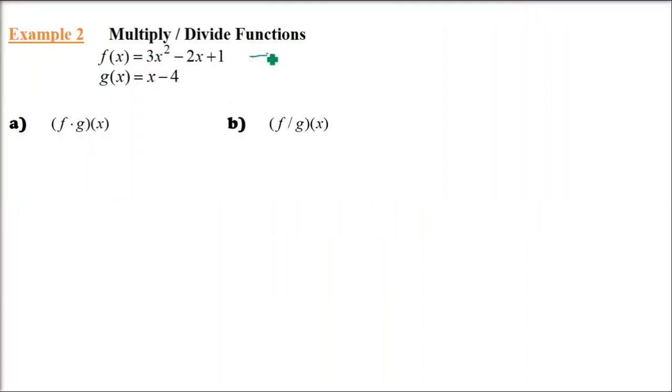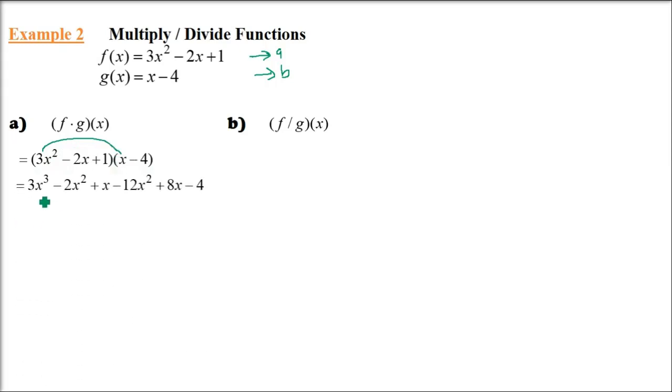Multiply and divide functions. So we have one function, say as f(x) and g(x), and just multiply them, f(x) into g(x). So just multiply these two functions normally, which we multiply. So 3x² into x, what do you get? 3x³. Then minus 2x into x, you get minus 2x². 1 into x, you get x.